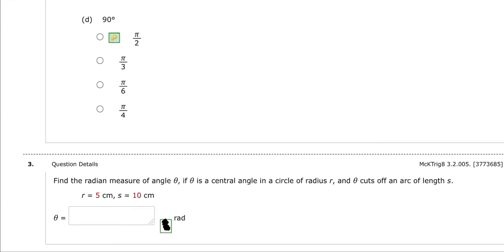All right, for number 3, they're asking us to find the radian measure, and they give you the radius and the arc length this time. So if you recall from the notes, the angle theta is given as s over r, where theta will be in radians. So you have 10 centimeters divided by 5 centimeters, which is just 2 radians, which is our final answer.